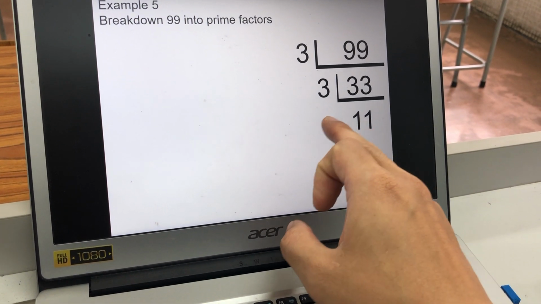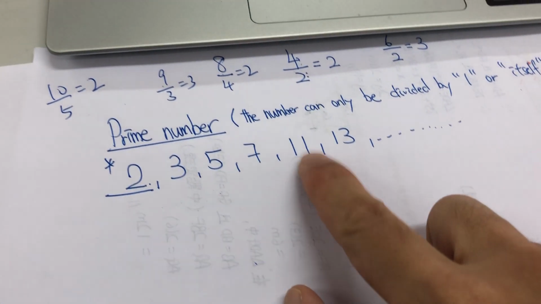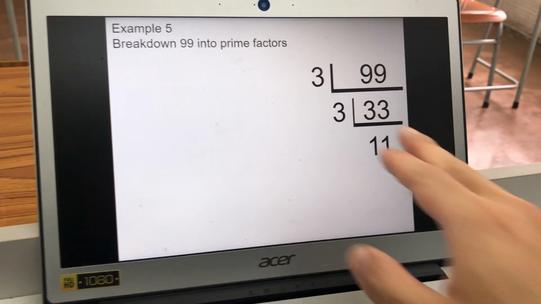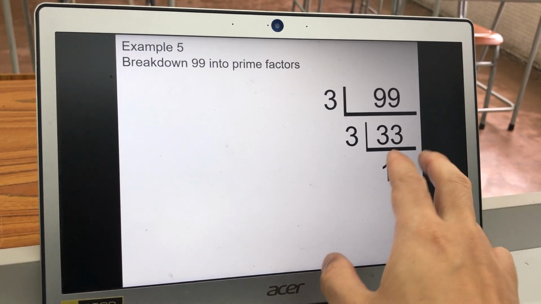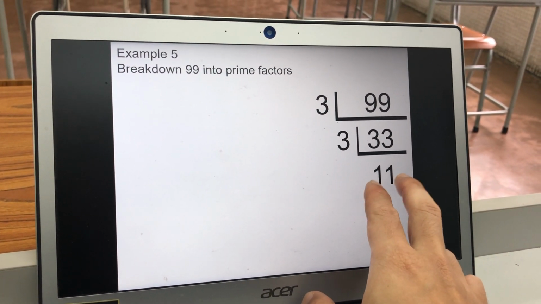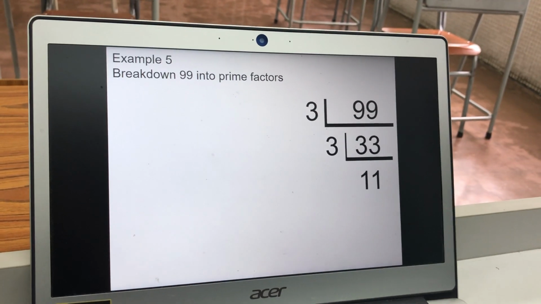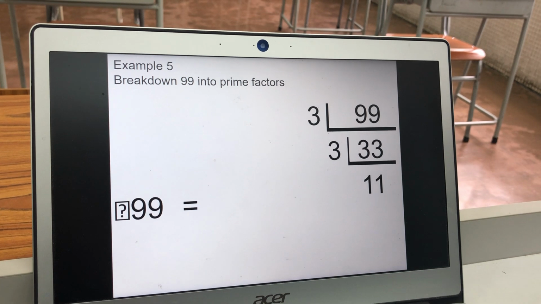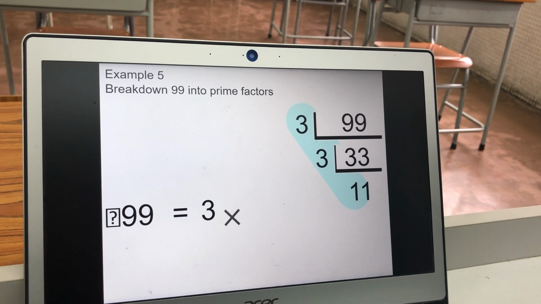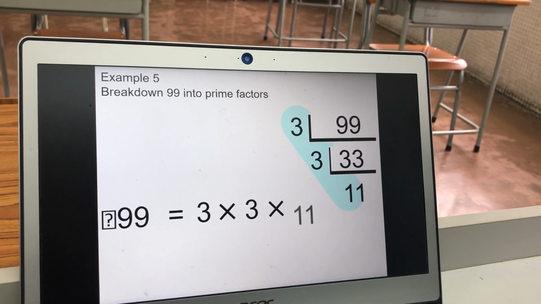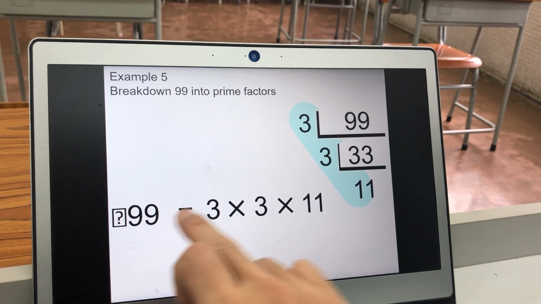And then, should we continue? 11 divided by 2, divided by 3. Oh, cannot, because 11 is also a prime number. So no matter what number we try, we cannot break it down into prime factors. So we stop here. It is a prime number. Therefore, 99 could be written as 3 times 3 times 11. These are all prime numbers. These are the prime factors of 99.